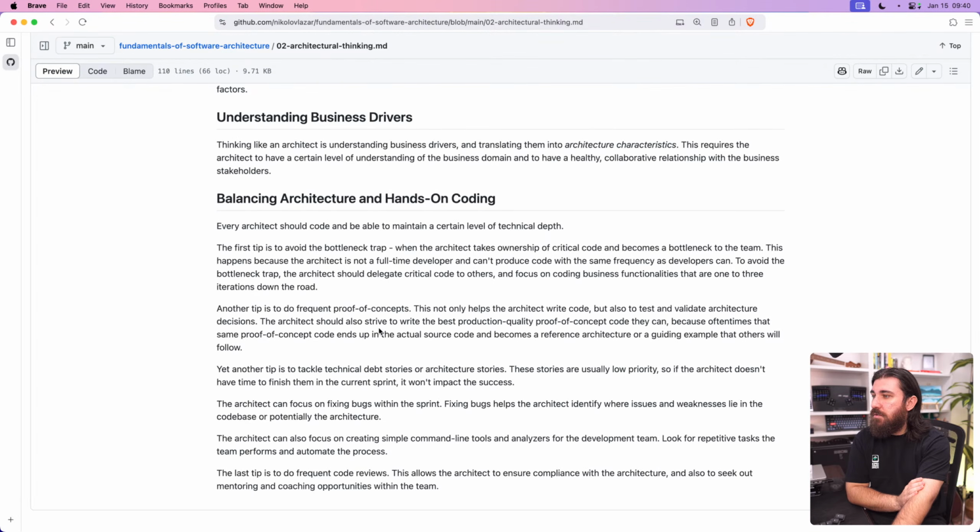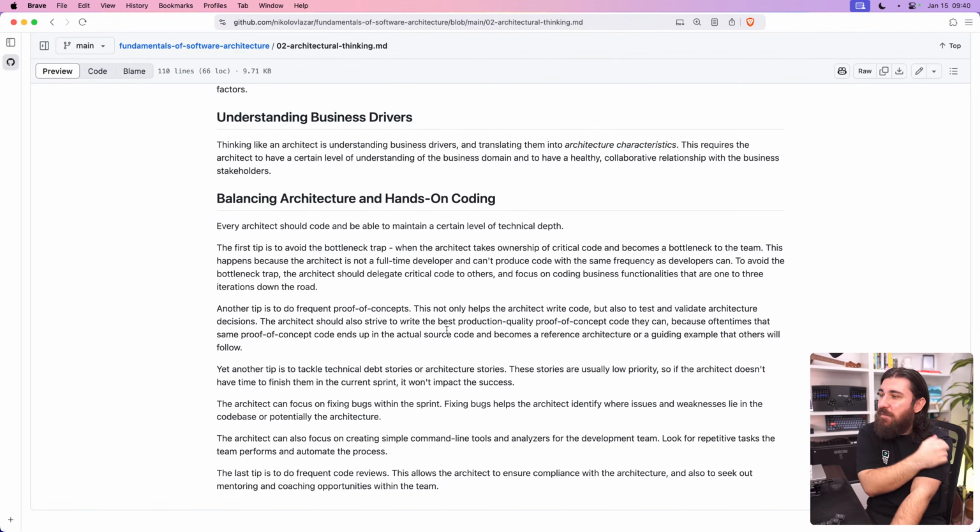The architect should also strive to write the best production quality proof of concept code they can. It's a proof of concept, it's a POC, but still they need to strive to write the best production quality, because oftentimes that POC code ends up in the actual source code. Like, I developed it just to see if we can achieve it the way that I, as an architect, think. But the developers are like, well, you already have this working, so we're just gonna use this and build on top of it. And if this is rotten, the whole thing is gonna be rotten, right?